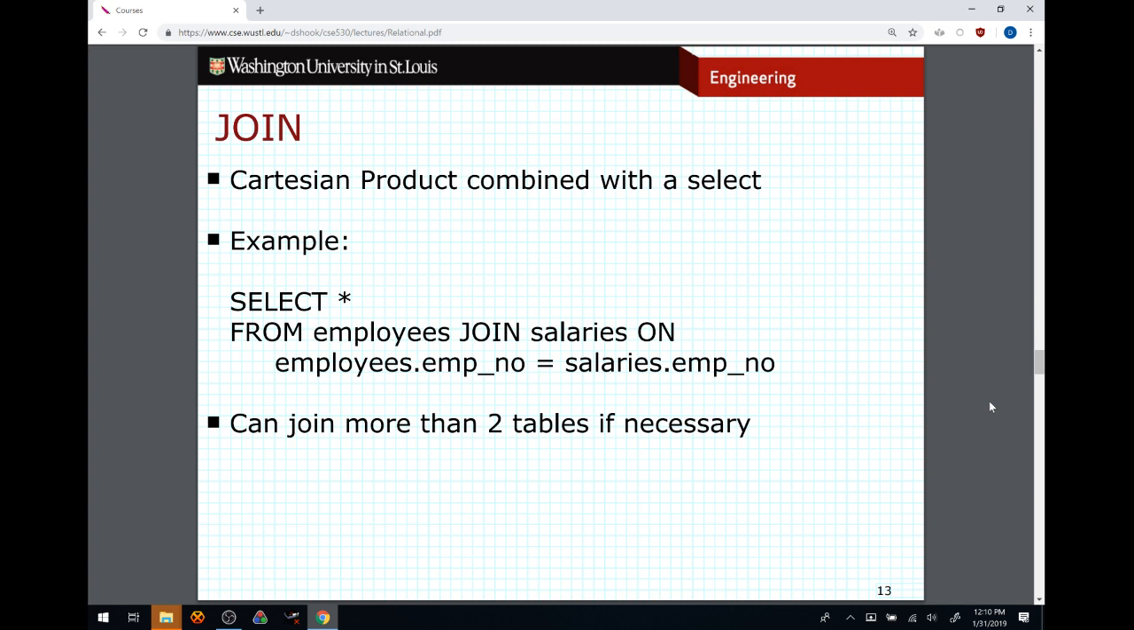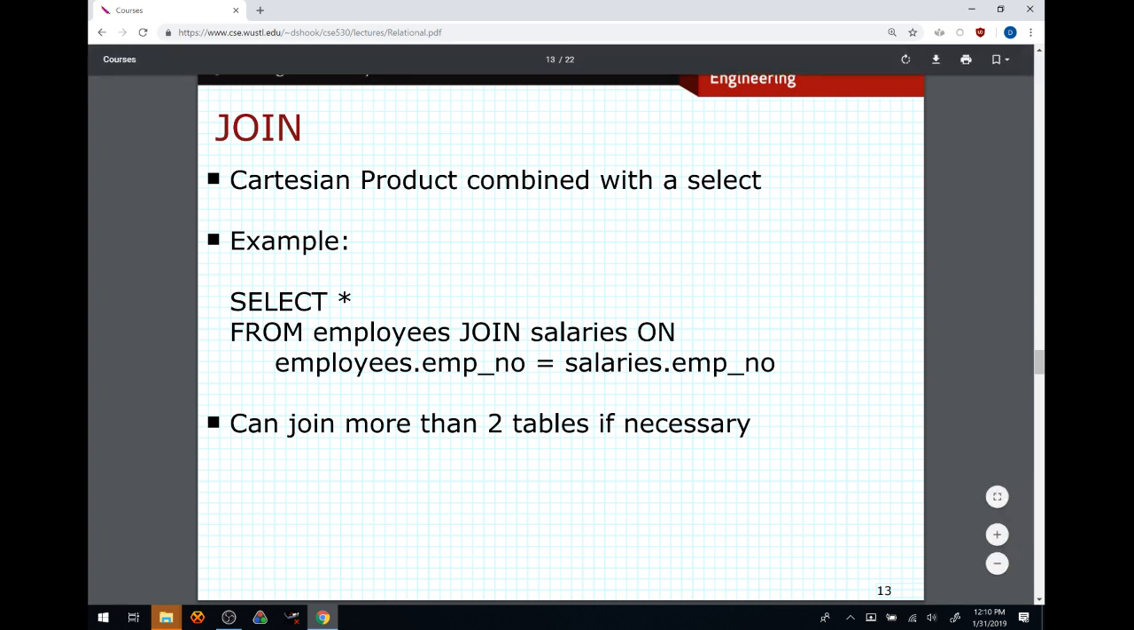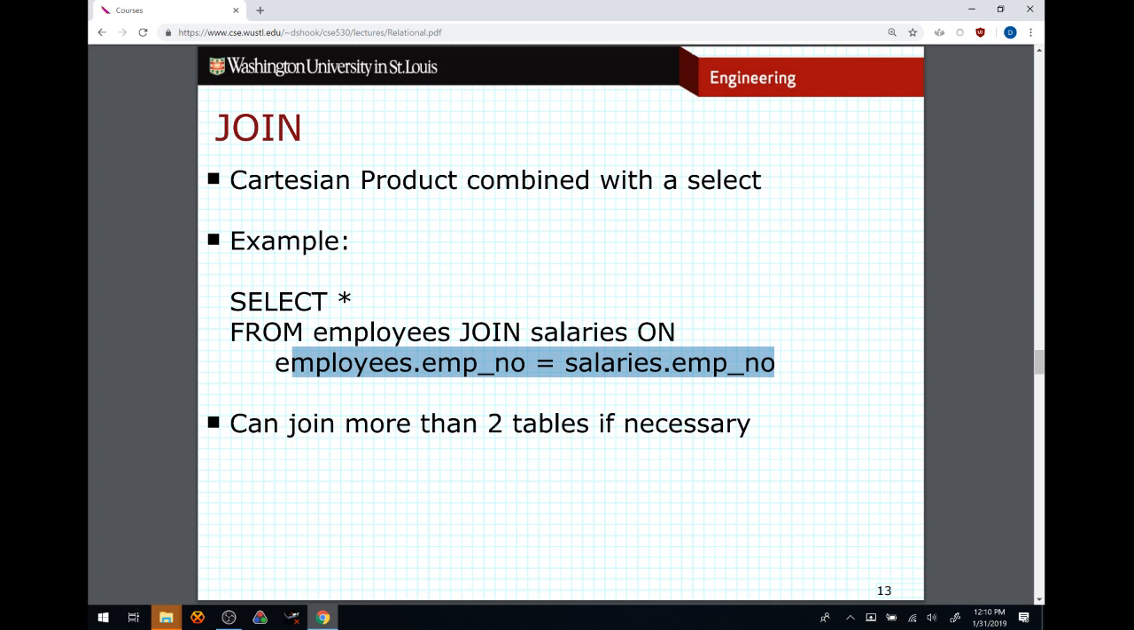So a join, to maybe simplify it even more, is a Cartesian product with a where clause kind of attached to it. You can see in this example, from employees join salaries on, and then this looks like a where clause, right? This is the primary key from employees, followed by the foreign key from the salaries table. And so instead of just blindly combining all of the rows, I need to change the numbers a little bit for this to work.